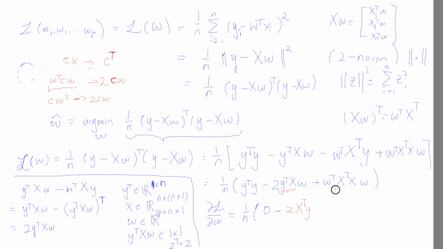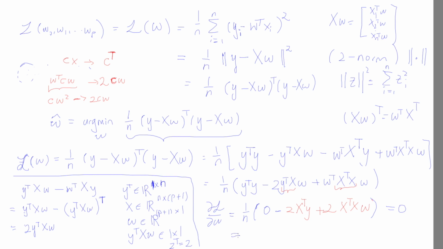Okay, so here in our case, x transpose x is the c. We're just going to get 2 x transpose x w. I'll go back to blue. And we're going to make this equal to 0, because we want to minimize.